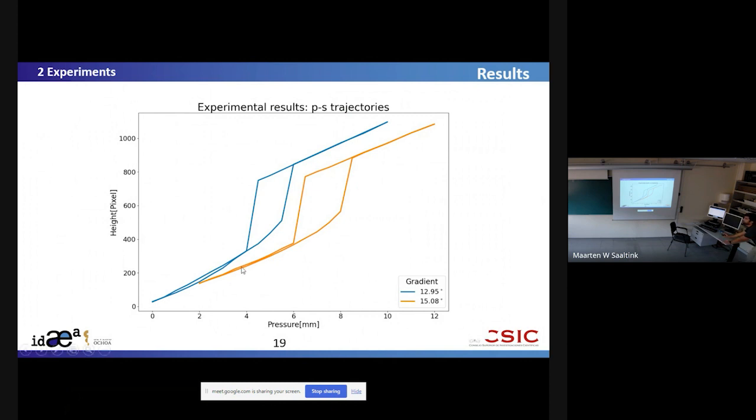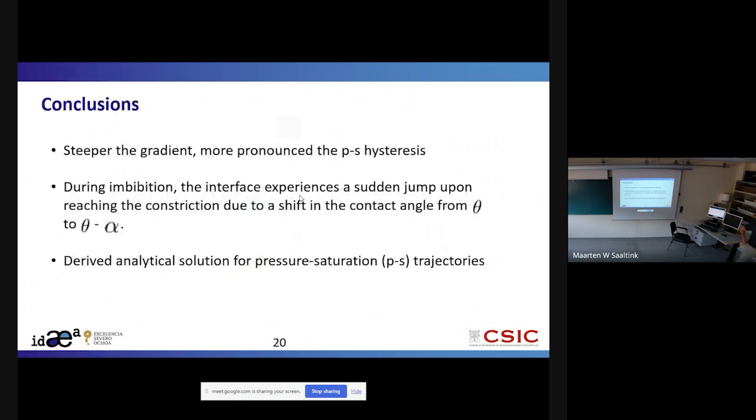capillary tubes. And this blue line is for 12.95 degrees, and the orange line is for 15. And we can also see from here that as we increase our gradient, the hysteresis gets bigger. All right, wrapping up the presentation, what we observe is that the steeper the gradient, the more pronounced is pressure saturation hysteresis. We observe this from numerical simulation and with experimental methods.